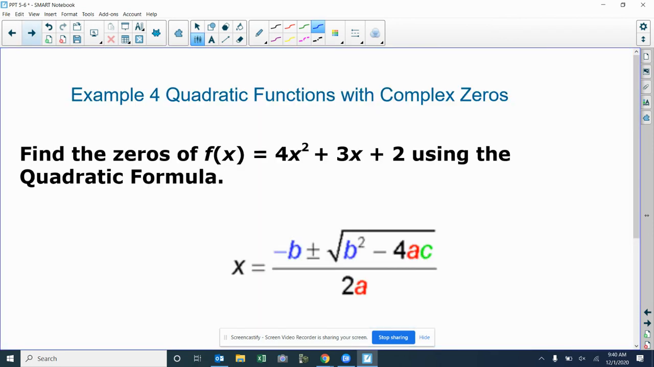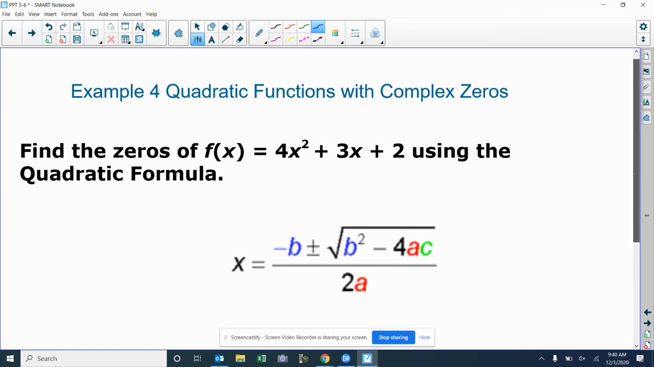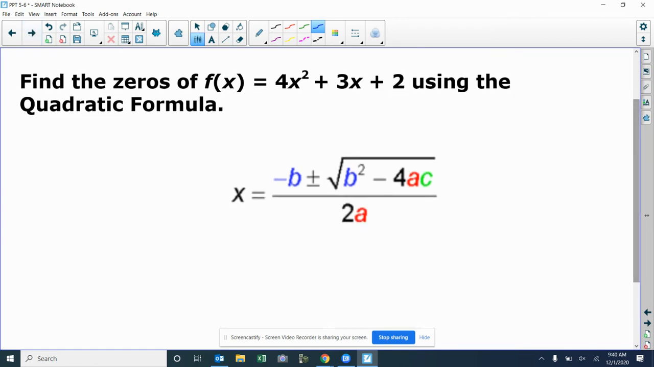All right, here you go, last one of this type. And then we've got to talk about one other thing. A is 4, B is 3, C is the deuce. Get that b squared minus 4ac first for us.